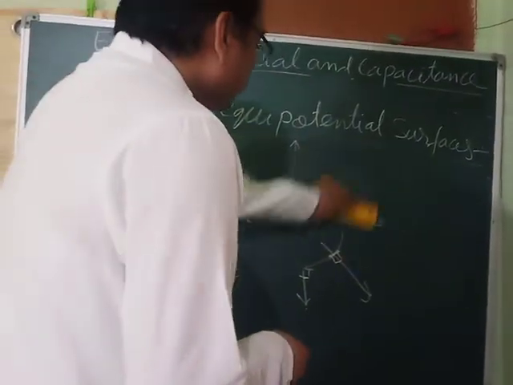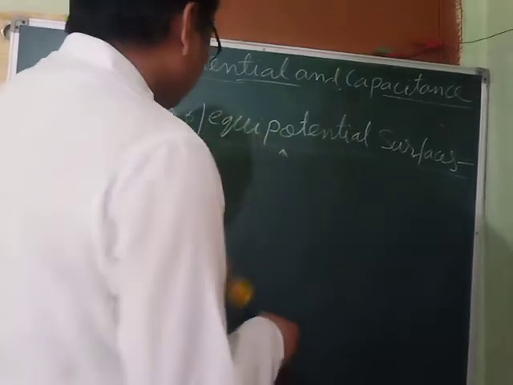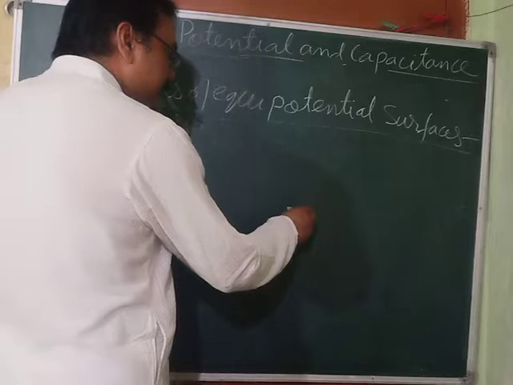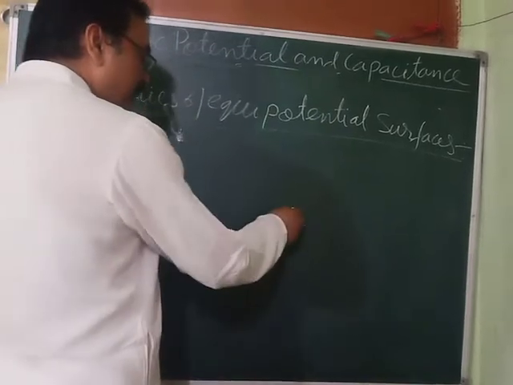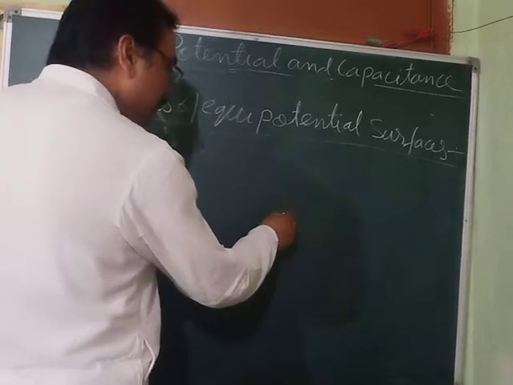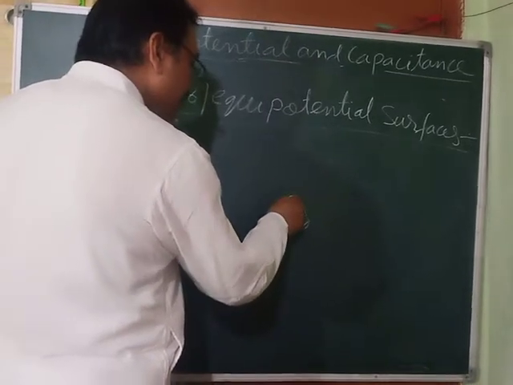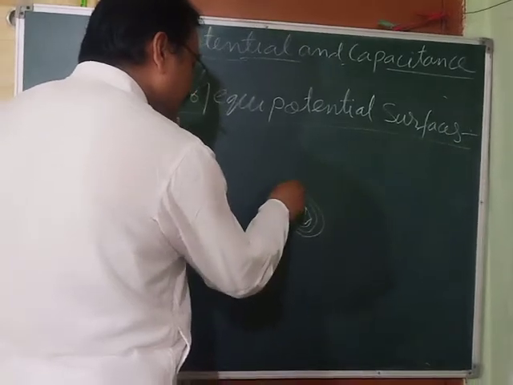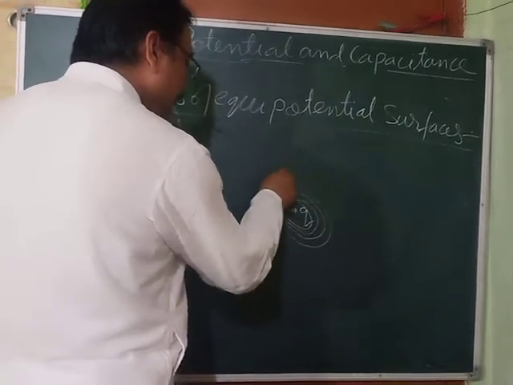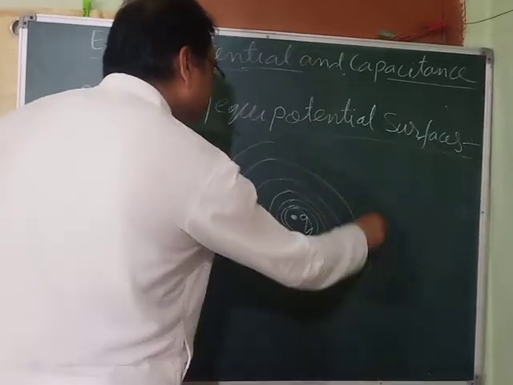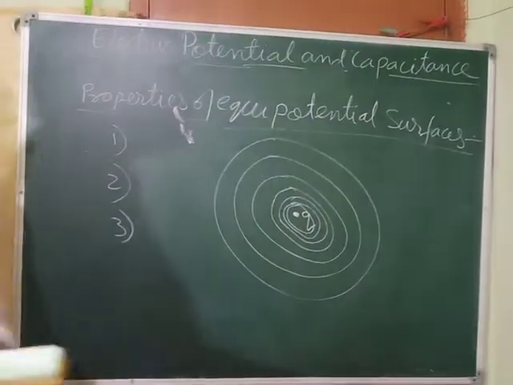See, as far as equipotential surfaces are concerned, see here, this is the charge. Where the field is stronger, obviously in the nearby places, what you will find? The equipotential surfaces are very near to each other. And as we move away, the separation keeps on increasing. Why? Because electric field becomes weaker.